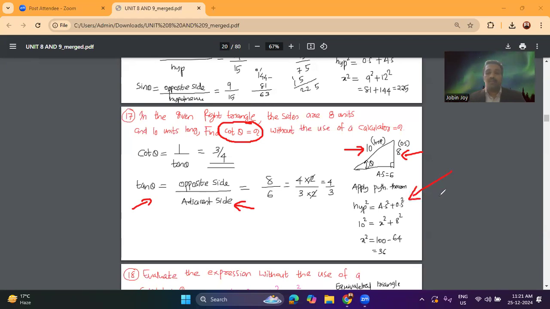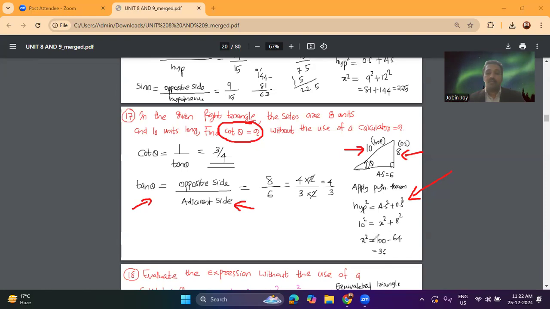You can apply Pythagoras theorem. Hypotenuse square is equal to adjacent side square plus opposite side square. Here hypotenuse is 10. So 10 square is equal to, so I will put adjacent side as x, so x square plus opposite side is 8 square. So x square is equal to 10 square minus 8 square. So 100 minus 64. 100 minus 64 is equal to 36.